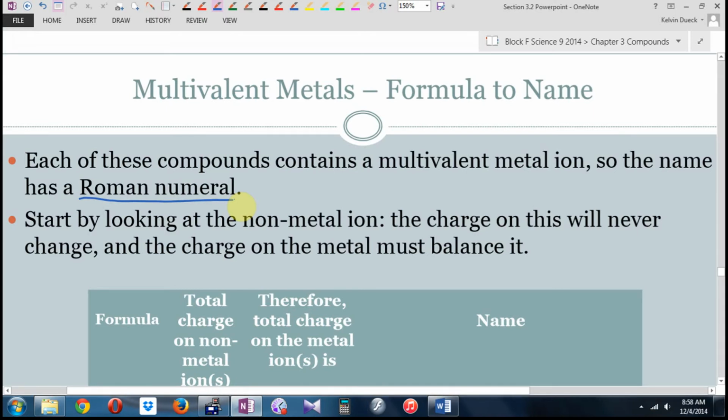To go backwards, I start by looking at the non-metal ion because that one doesn't change. And remember I said all your charges have to balance. They have to add up. They have to balance. The charge on this will never change, and the charge on the metal must balance it.